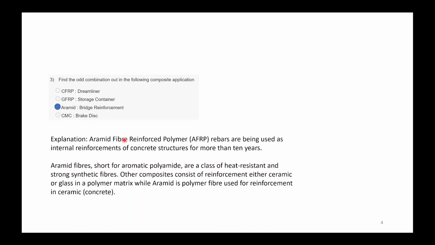Now we can explain this by saying that aramid fiber reinforced polymer rebars have been used as internal reinforcements of concrete structures for more than 10 years. Aramid fibers, short for aromatic polyamide, are a class of heat resistant and strong synthetic fibers. Other composites consist of reinforcement, either ceramic or glass, in a polymer matrix, while aramid is a polymer fiber used for reinforcement in ceramic concrete.